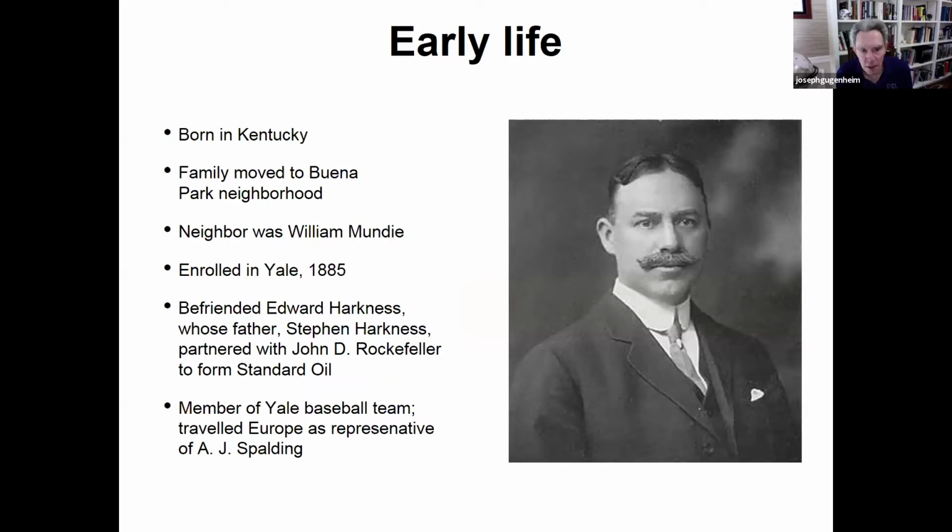Rogers was born in a small town in Kentucky. When he was very young, the family moved to the Buena Park area of Chicago, the area bounded by the lake, Montrose, 4400 North, and Irving Park Road at 4000 North. He had a neighbor named William Mundy who helped him get a job later. Rogers enrolled in Yale in 1885. He befriended one of his classmates, Edward Harkness. Harkness's father was Stephen Harkness, who at the time was the 6th wealthiest man in the United States. He was a partner of John D. Rockefeller of Standard Oil. Rogers went to Europe as a representative of the Yale baseball team, sponsored by the sporting goods company A.J. Spalding, to introduce Europeans to the sport of baseball. Next.